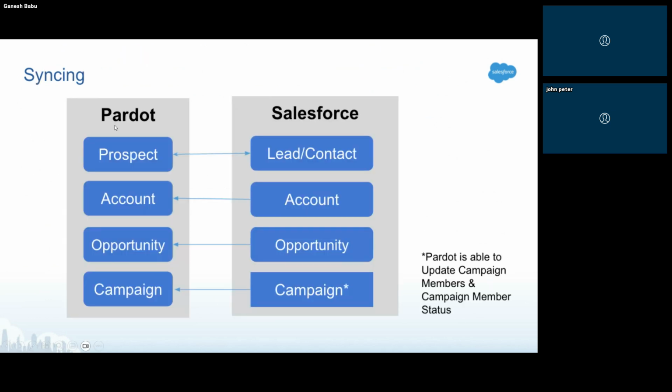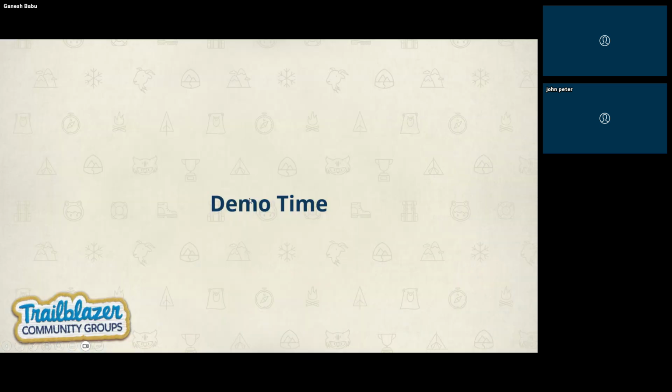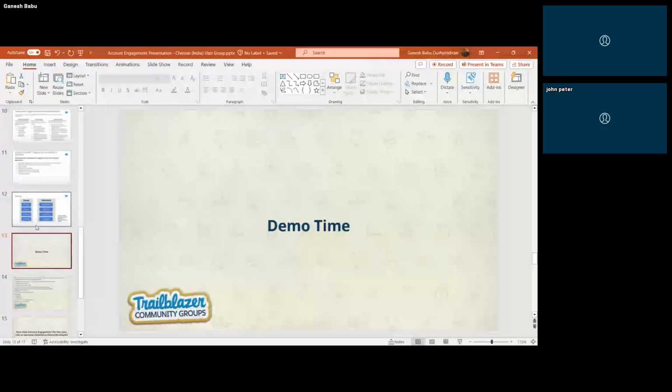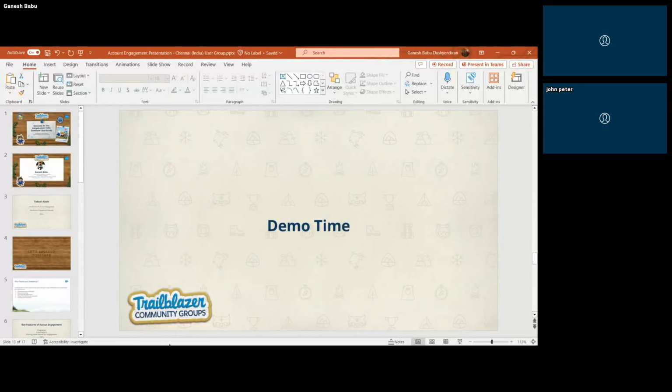And this is what I talked about. Between Pardot and Salesforce, the lead and contact have a bidirectional sync, and the contact, opportunity, and campaign have a single-directional sync. I can only read from Pardot, but I can't write it to Salesforce. And yeah, that's mostly it. If we have some questions, we'll take them up now.